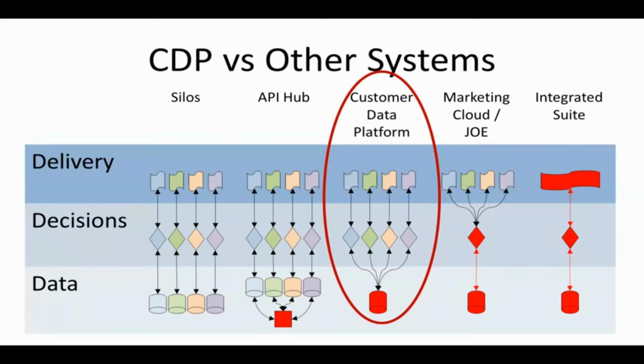The customer data platform in the center there is where we finally, or firstly, if you will, get the data all in one place in a single database. And in this diagram, again, the source systems and the applications are up on that delivery layer. So just to explain this diagram, if it's not self-evident, down at the bottom is data. In the middle are decisions, things like campaign management and orchestration and predictive modeling and so on.